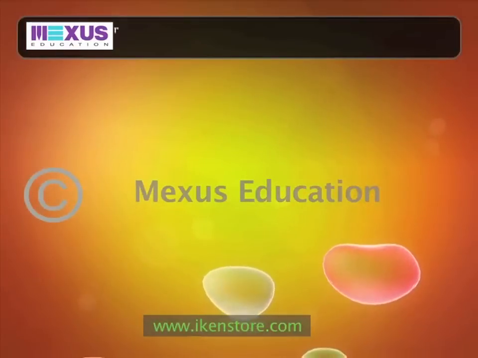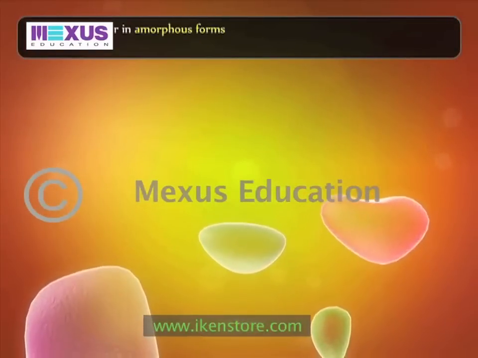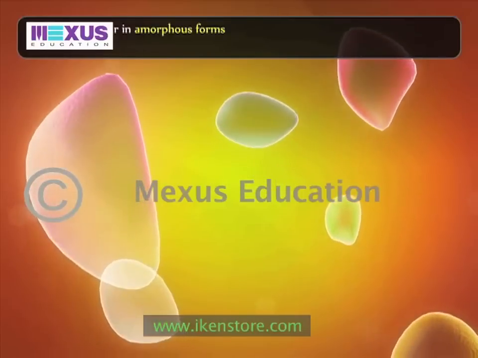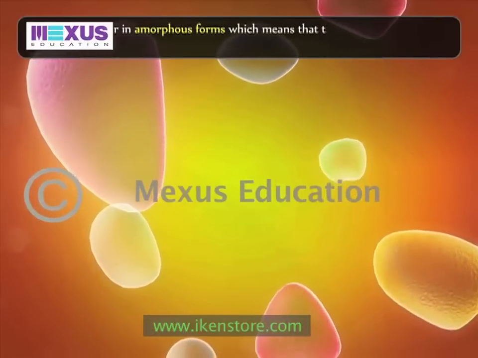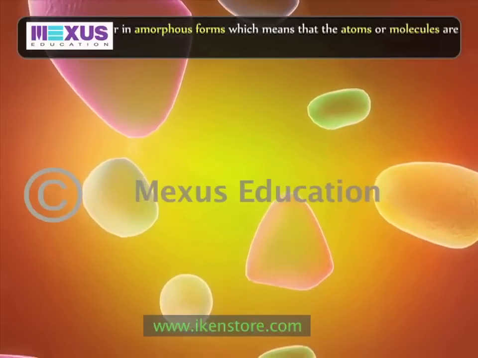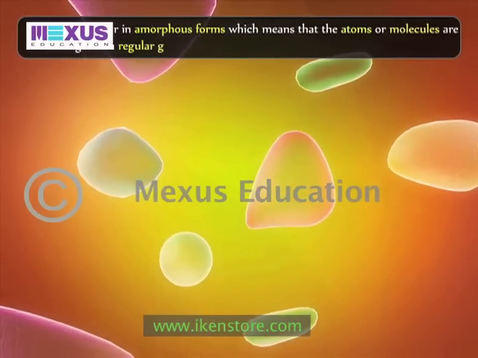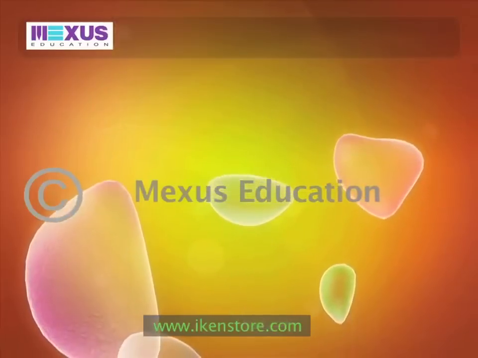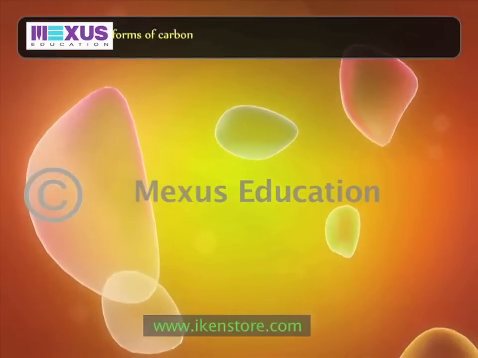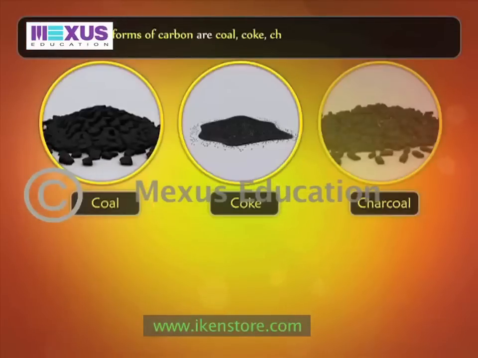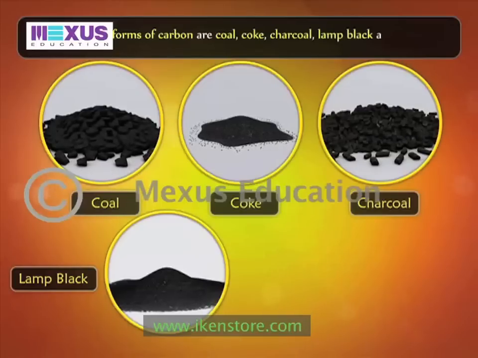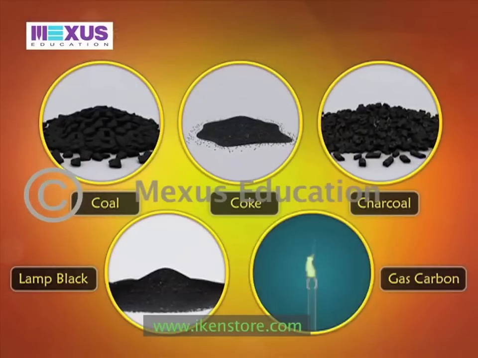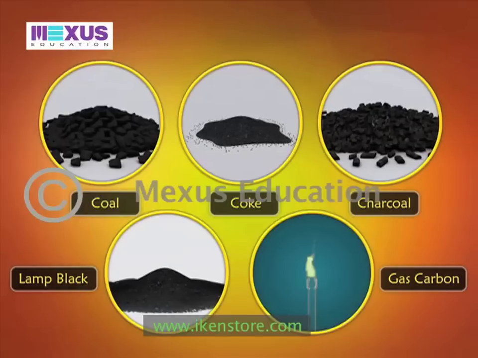Carbon can occur in amorphous forms. The word amorphous means lacking in form or shape. This means that the atoms or molecules of amorphous substances are not arranged in a regular geometric pattern. The amorphous forms of carbon are coal, coke, charcoal, lamp black, and gas carbon. They contain nitrogen, oxygen, hydrogen, and sulfur as impurities.